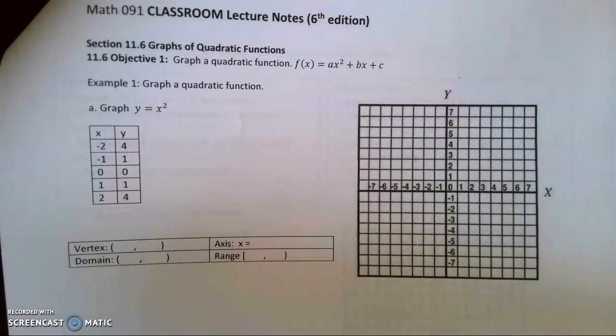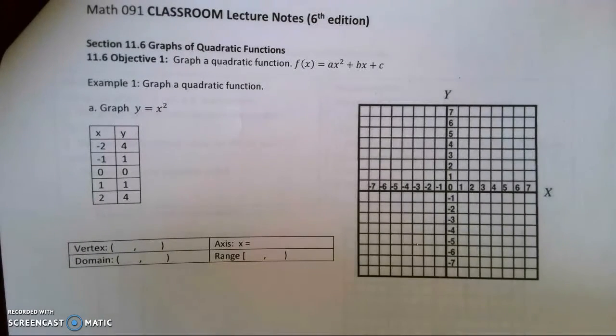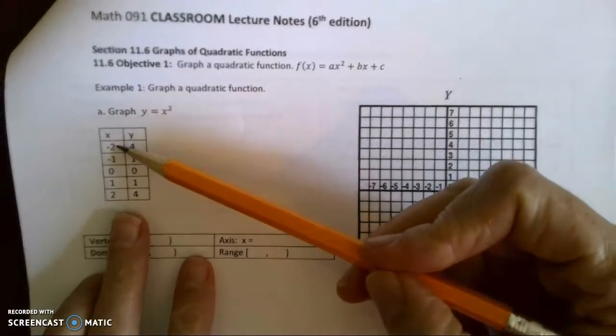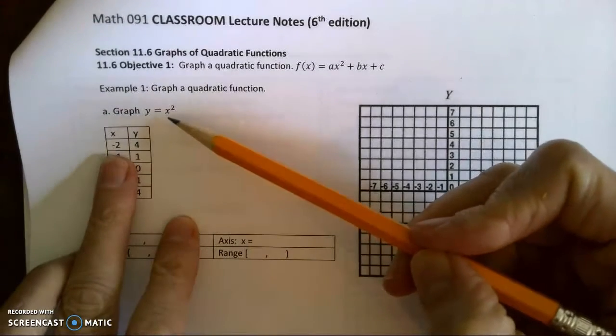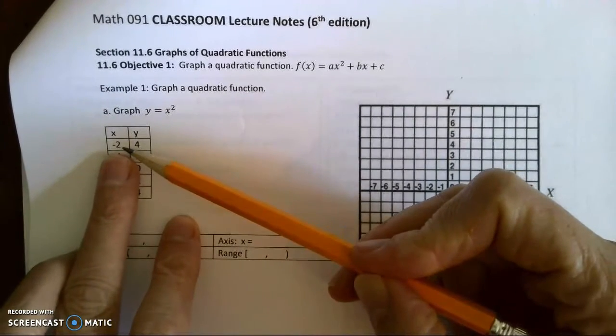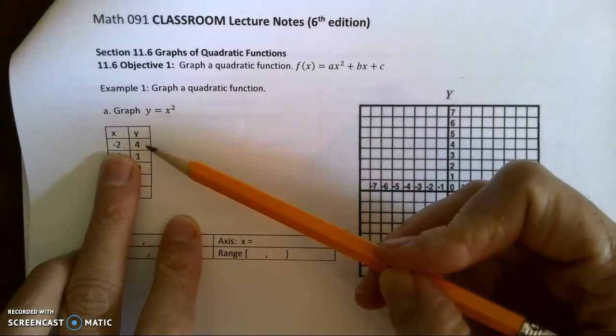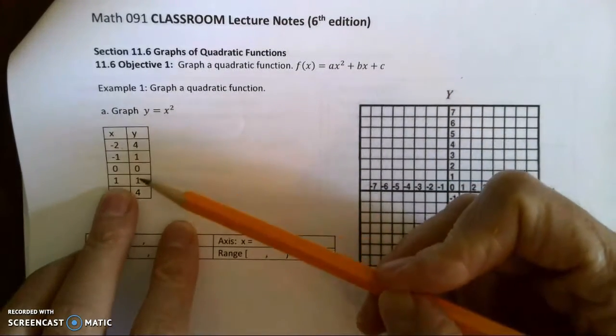This is section 11.6, objective 1, graphing quadratic functions, which actually will graph a parabola. So this is our first one. She already picked out values for x, and then if you square them, you'll get the value for y. So again, for the first one, if x is -2, if I take -2 and square it, I'm going to get 4. So these are my ordered pairs.